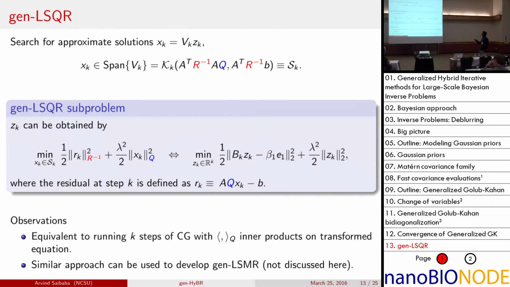So you can write the solution in the span of the subspace, and then you can search for an optimal solution in the subspace, and that boils down to a k by k least squares problem that you can solve very efficiently, and then you can reconstruct your solution. So a couple of observations that I want to make are that this is equivalent to running k steps of conjugate gradient with a weighted inner product.